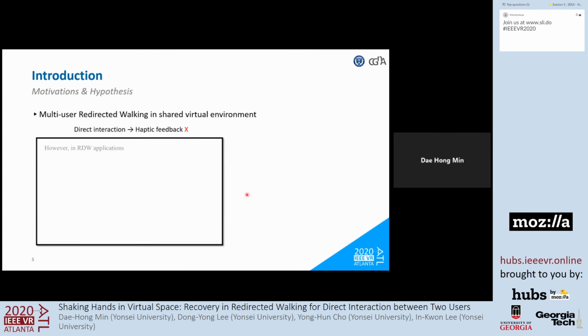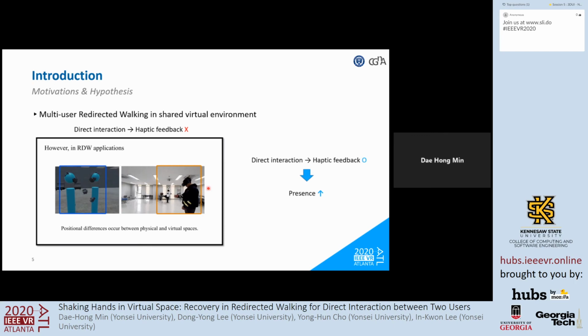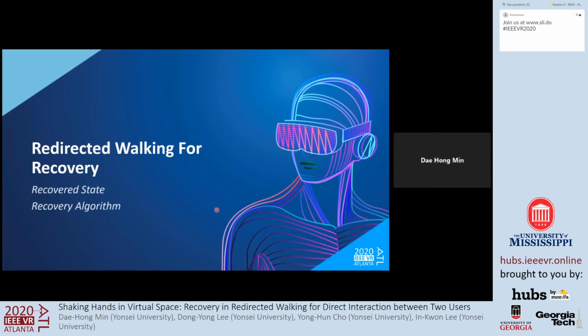Because of this problem, even if there is a direct interaction between the virtual users, there will be no interaction in the physical space. So there is no haptic feedback. We assume that when two users meet in the virtual space, if they can also meet in the physical space and feel haptic feedback, they can feel a higher presence. We present the recovered state and the recovery algorithm to solve this problem.